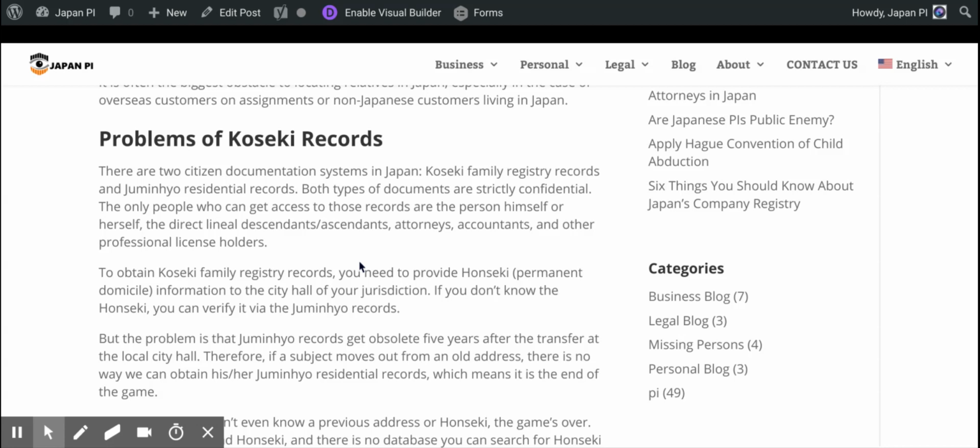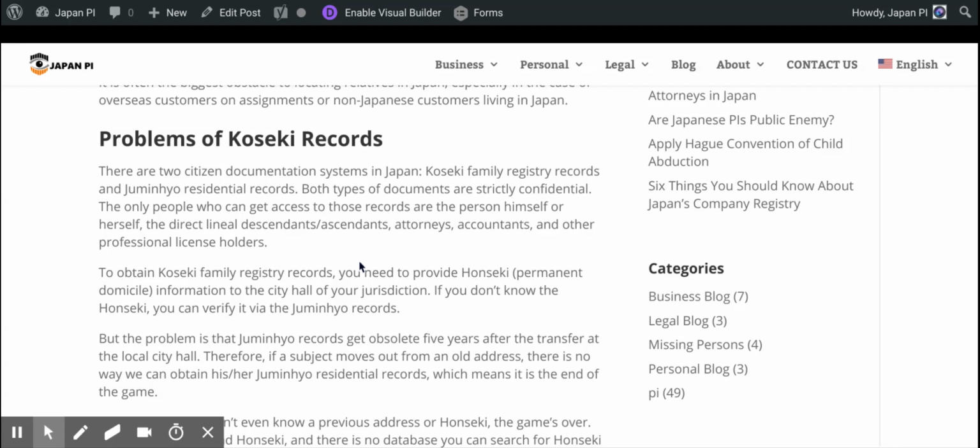But the problem is that Jumonhyo records become obsolete 5 years after the transfer at the local city hall. Therefore, if a subject moves out from an old address, there is no way we can obtain his Jumonhyo residential records, which means it is the end of the game. And if the client doesn't even know a previous address or Hanseki, the game's over. There is no way to find Hanseki, and there is no database you can search for Hanseki in Japan.